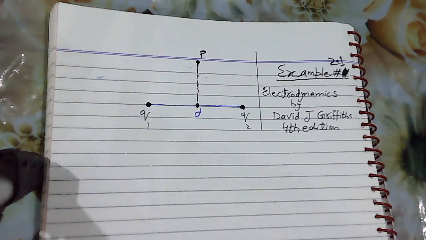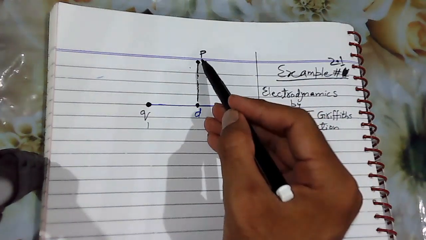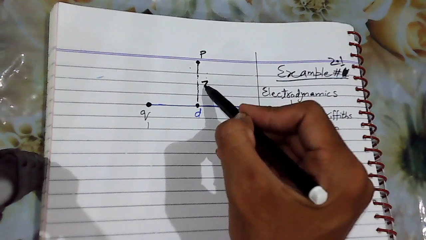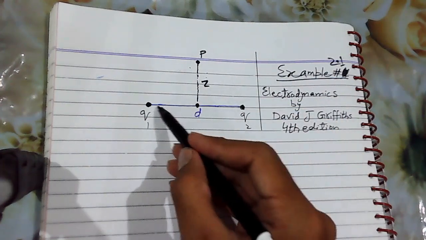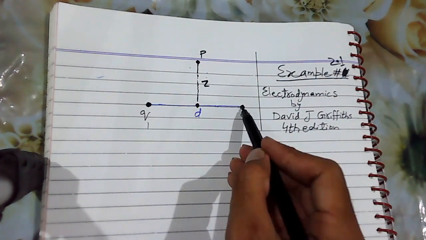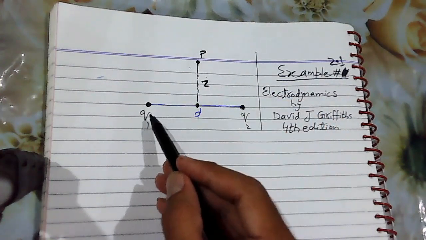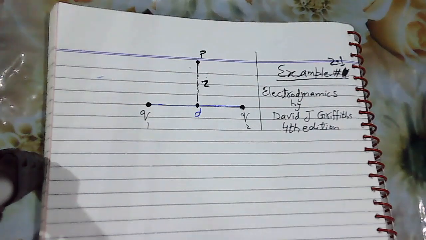We are going to start example number 2.1. The statement is: find the electric field a distance z above the midpoint between two equal charges a distance d apart. That means we have to find the electric field at some point P, which is at a distance z from the midpoint of the line joining these two similar charges. We have to find the net electric field at this point P due to both of these two charges.